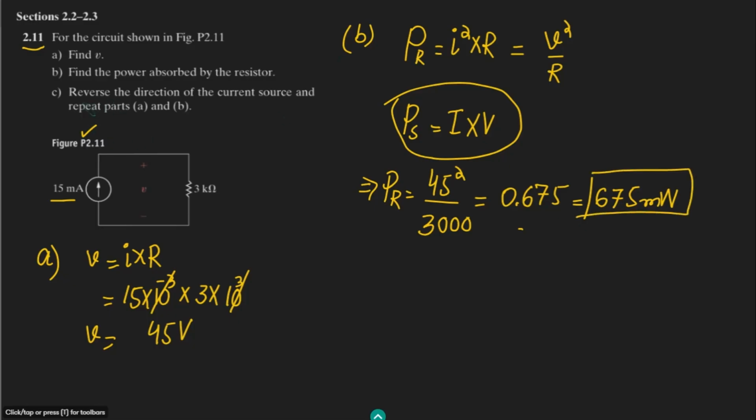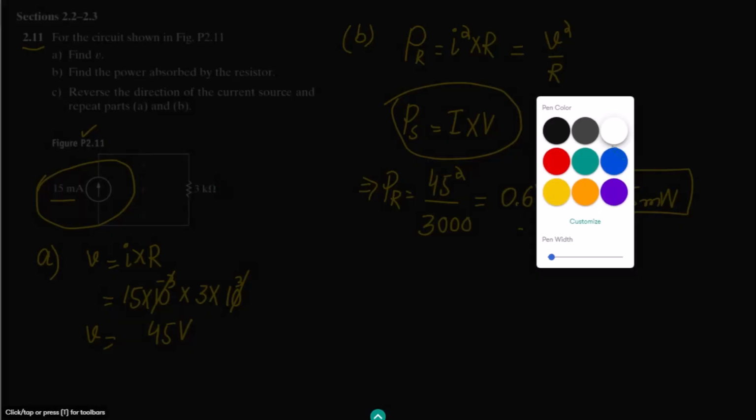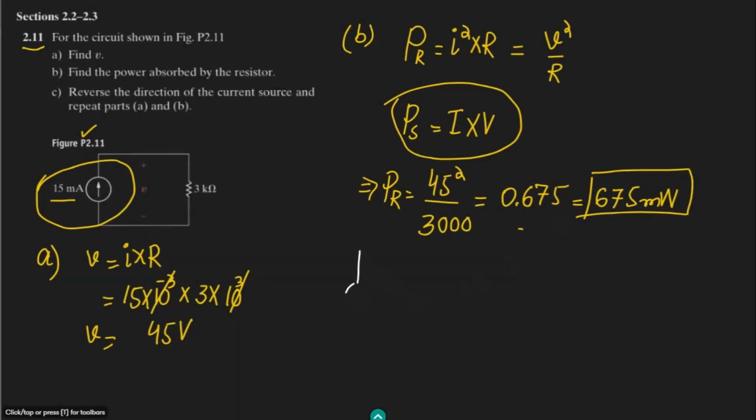In part C, it is given that we reverse the direction of the current source and repeat part A and part B. So here this is the current source and we have to reverse it. Let me redraw it. This is the source, this is the resistor, and the polarity should remain the same. This is V, this is 3 kilo ohm, while we have to change the direction of this current. So this is 15 milliamps.